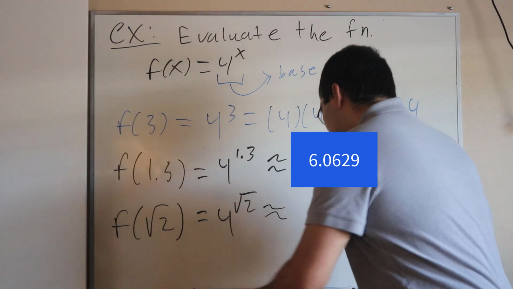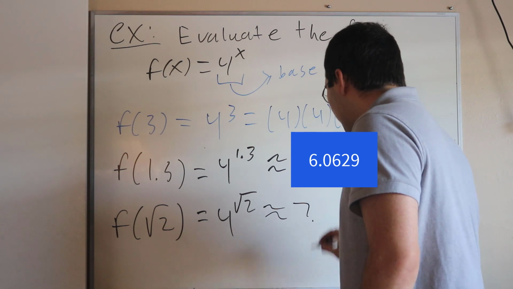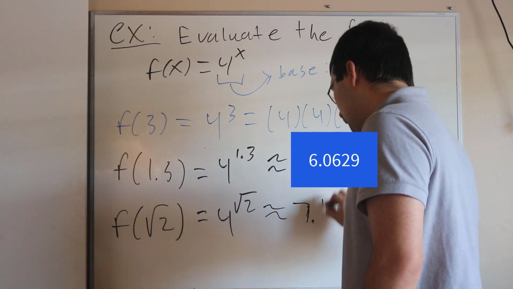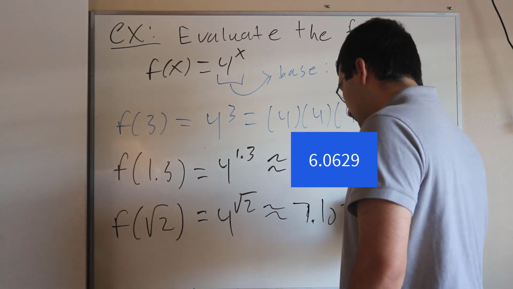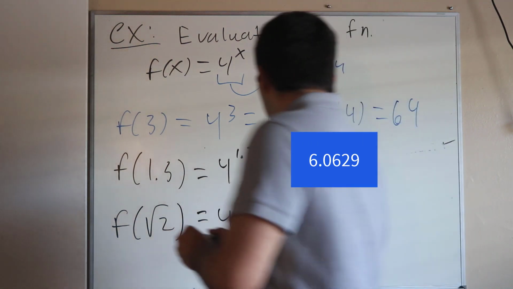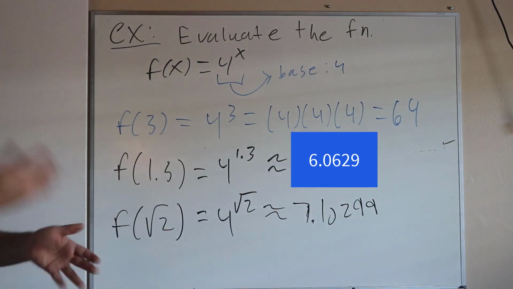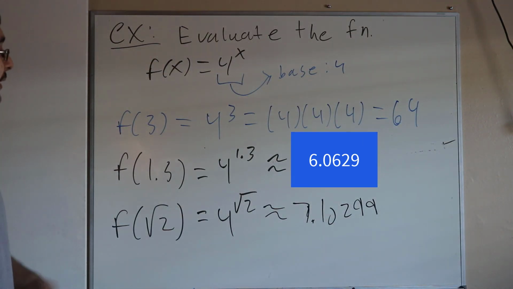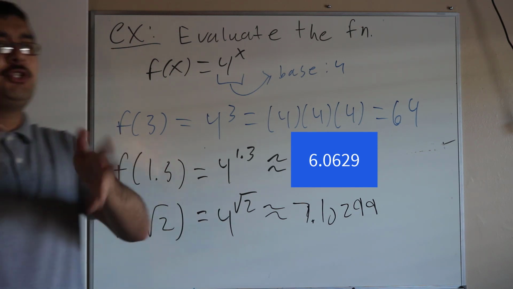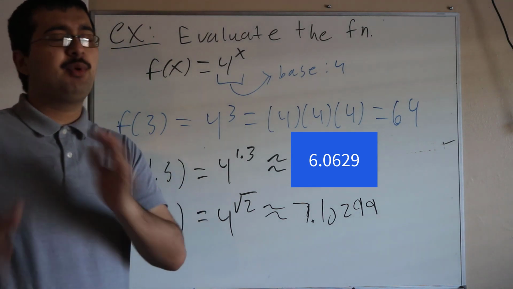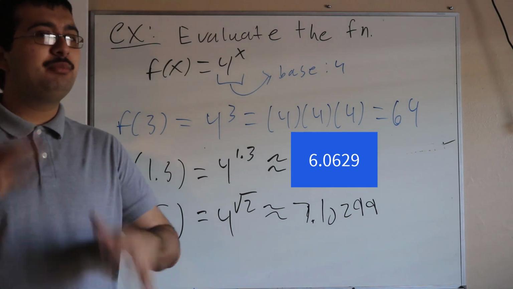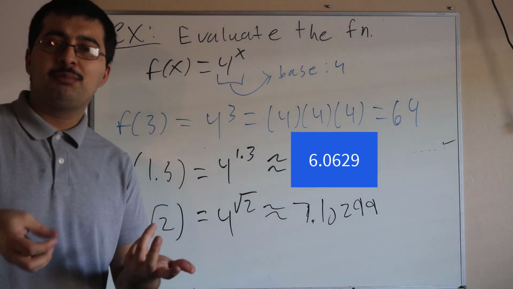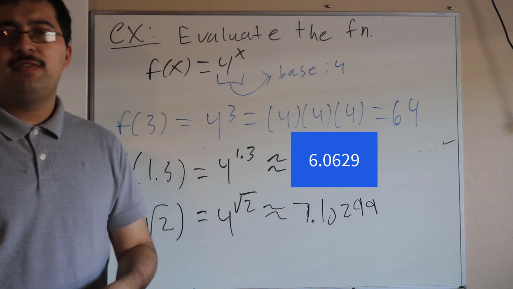Okay, so I got approximately 7.10299. So there it is. Hopefully you got the same thing on your calculator. If not, double check how you're inputting with parentheses. Parentheses are going to be very, very important when you're inputting in calculators, so make sure you have them in the proper places and the right number of them.